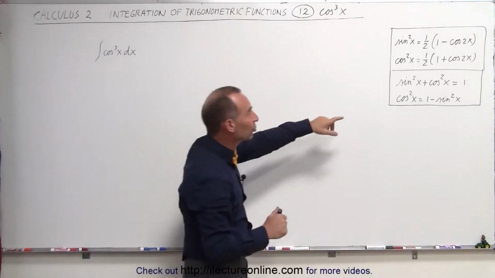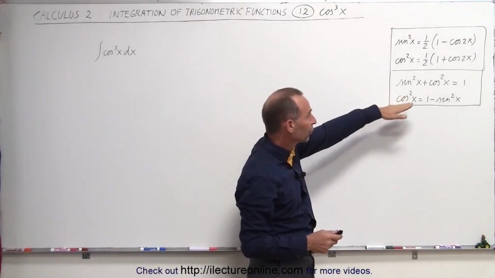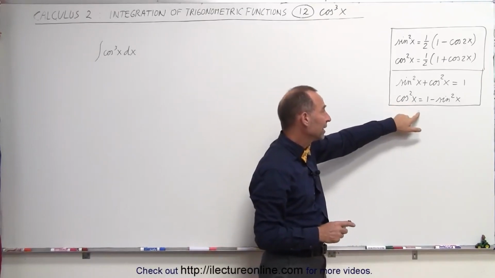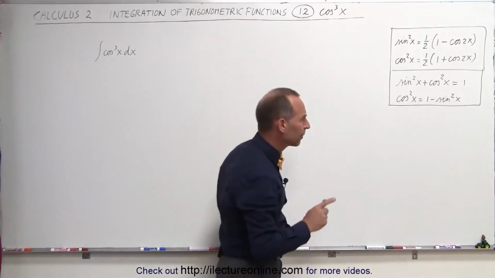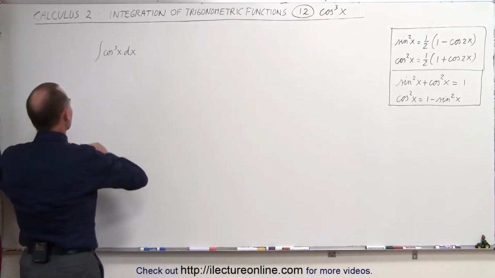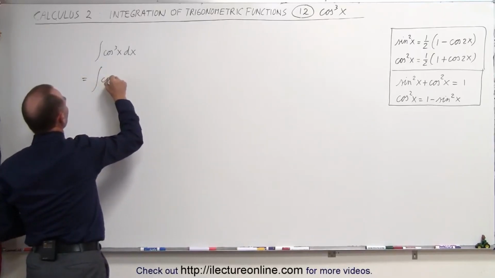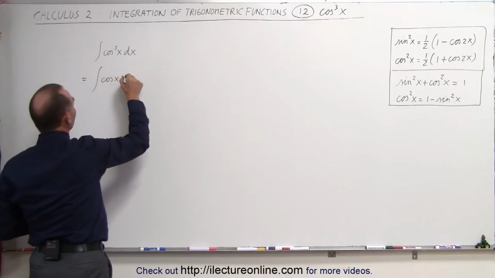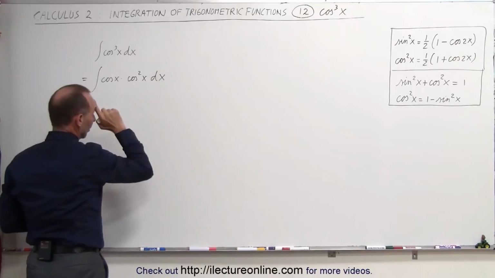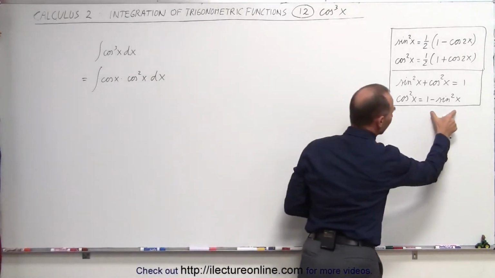Notice I've added some additional identities here that may come in handy. The sine square of x plus the cosine square of x equals 1. And therefore, we can write the cosine square of x equals 1 minus the sine square of x. The reason why I did that is because we can take this integral and make it look like this. This is equal to the integral of the cosine of x times the cosine square of x dx.